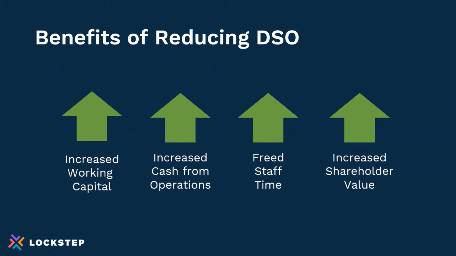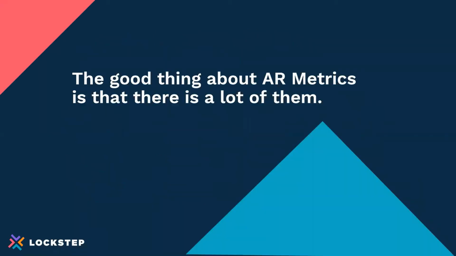So now let's look at part 2 of the series, metrics. The good thing about accounts receivable metrics is that there are a lot of them: average days delinquent, collections effectiveness index, turnover ratio, aging by bucket, invoice exceptions, write-offs, and there's more. The bad thing about AR metrics is that there are a lot of them. So which ones do you focus on?